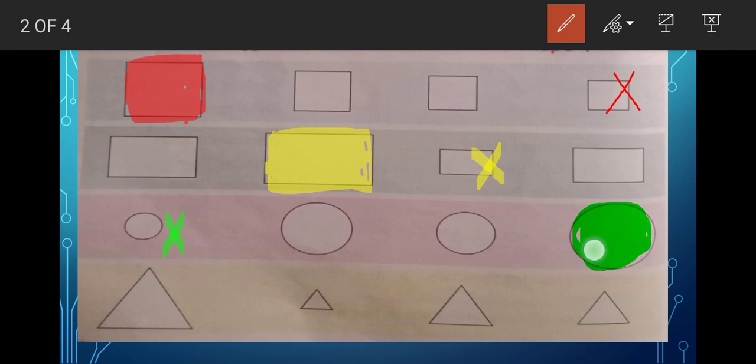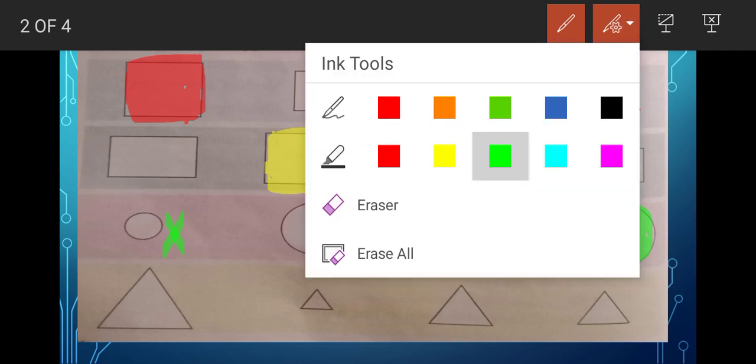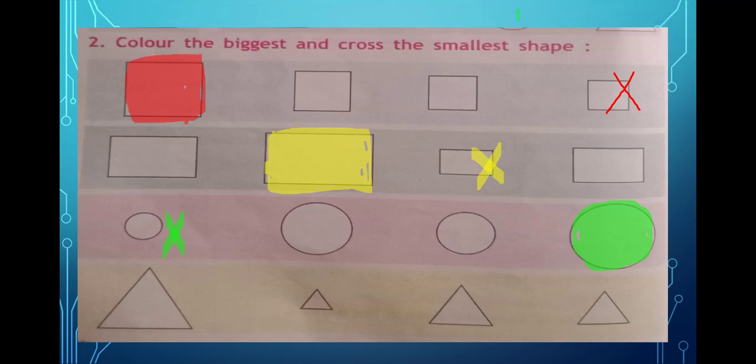You color it nicely. Okay children, so this is the last one I have colored. In the same way, the last one is what shape? The last figure is of a triangle, isn't it? These are all triangles. Out of these, the biggest one is the first one and the smallest one is the second one.